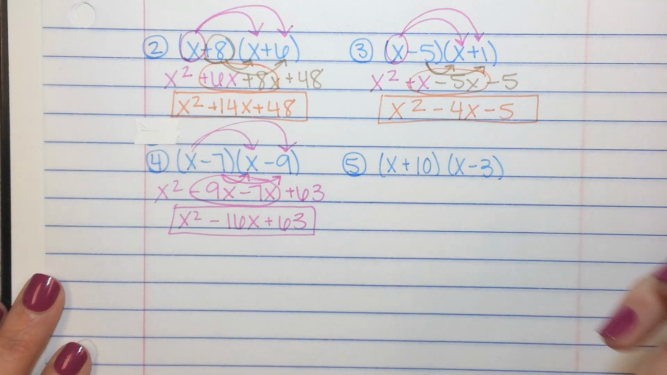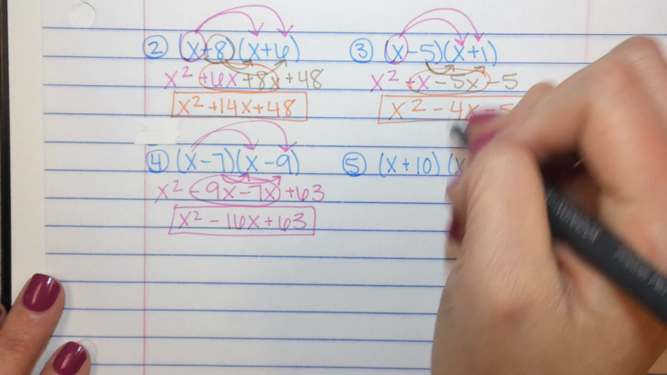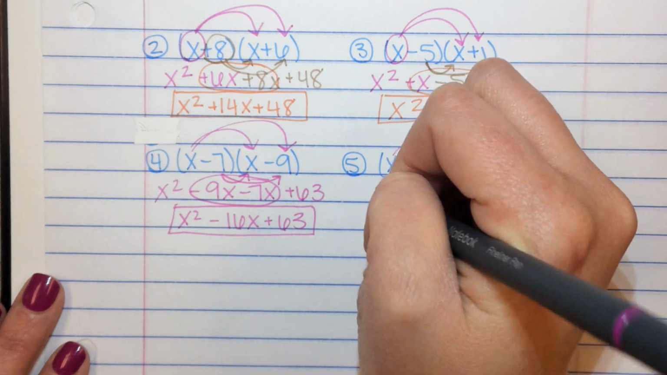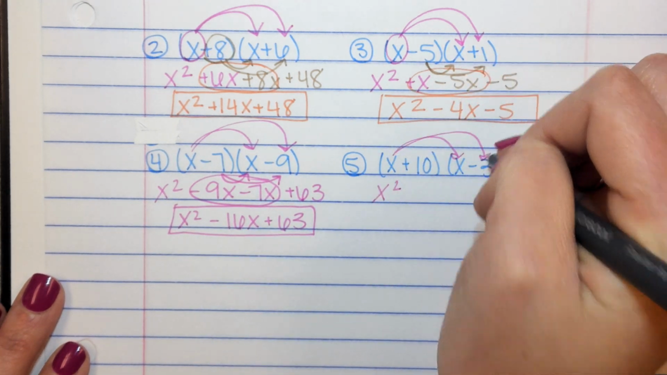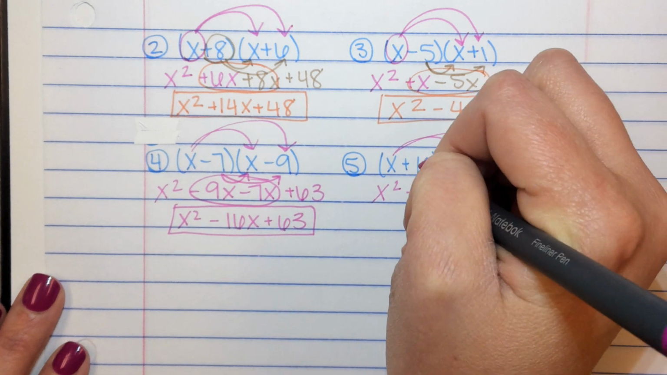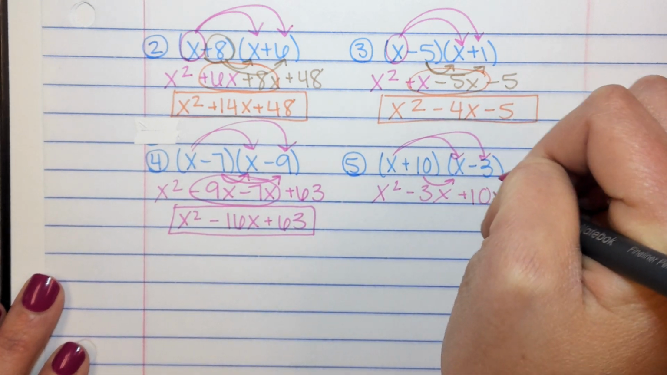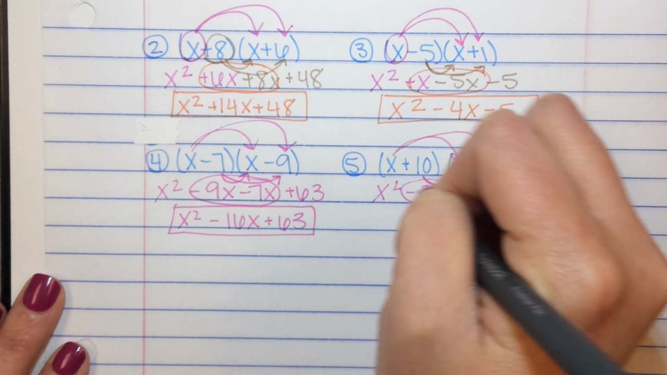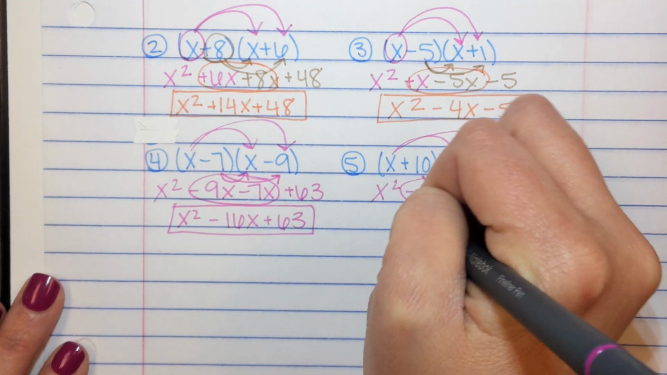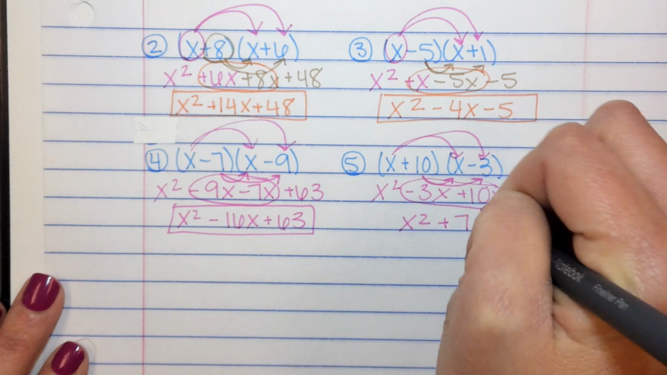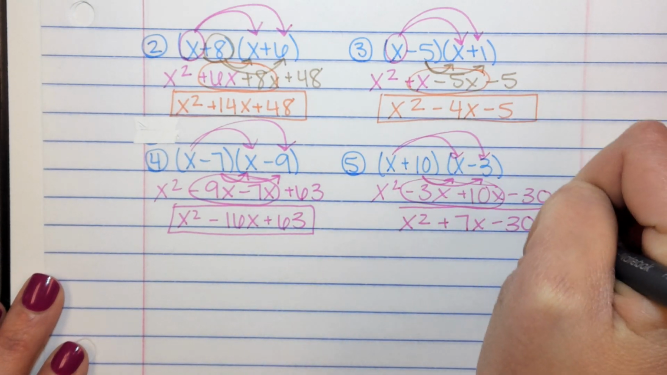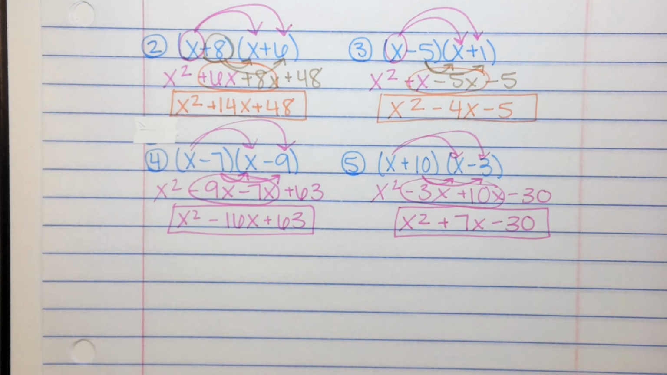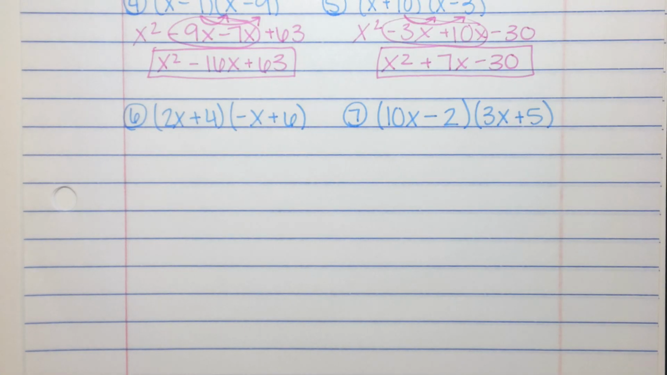All right, and then number 5, x times x is x squared. x times negative 3 is negative 3x. 10 times x is 10x. And 10 times negative 3 is negative 30. Combine my middle terms. I have x squared plus 7x minus 30. And just for good measure, try these last two and see what you get.